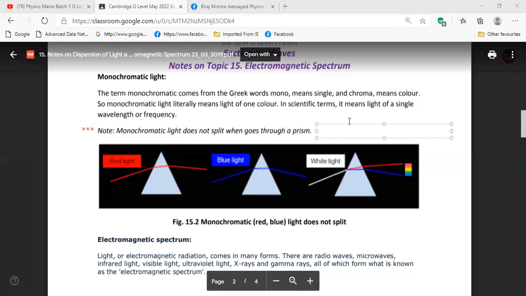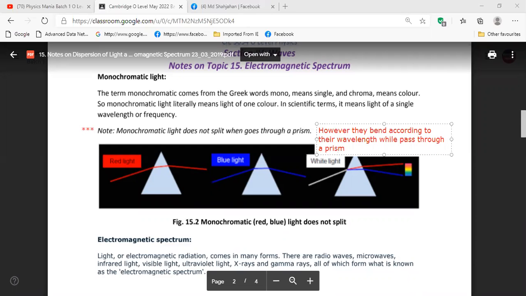And then you write, however, after this you write, however, they bend according to their wavelength while passing through a prism. Is it clear? Yes, sir.